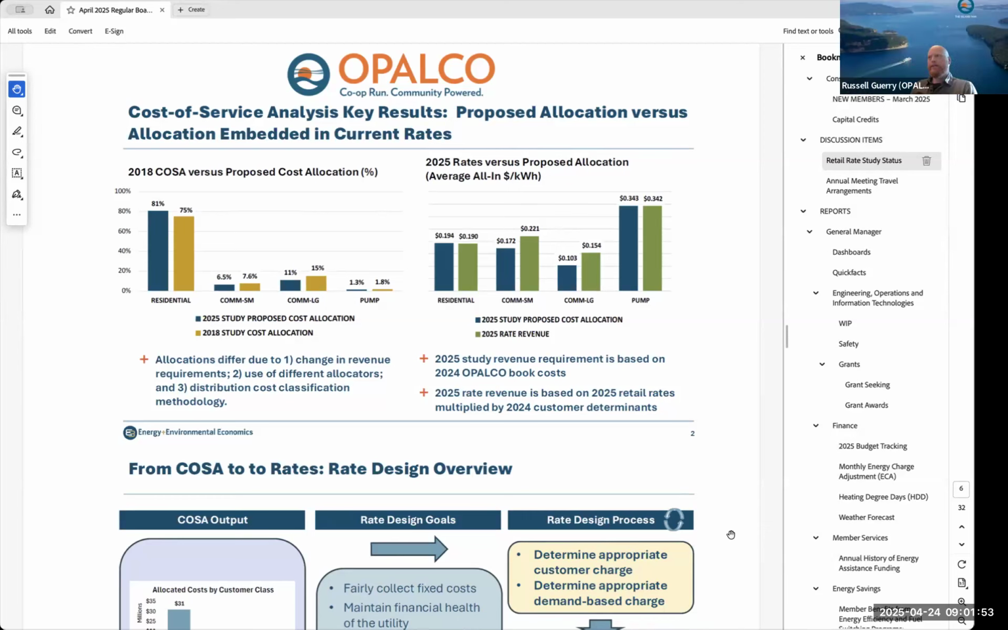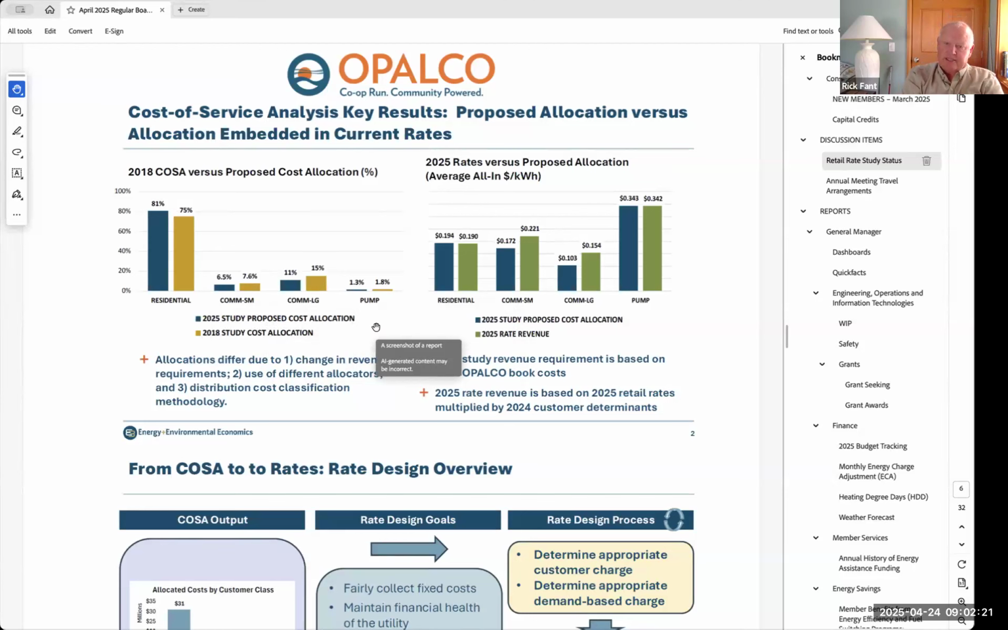May I clarify something? If you look at the labeling on that, the gold or the latter bar is actually the 2018 study. So the shift is from commercial to residential. I was looking at the 2025. I'm sorry, I didn't realize that we had moved to that. The 2025 shows, in my mind, a reasonably strong shift from residential over to commercial.